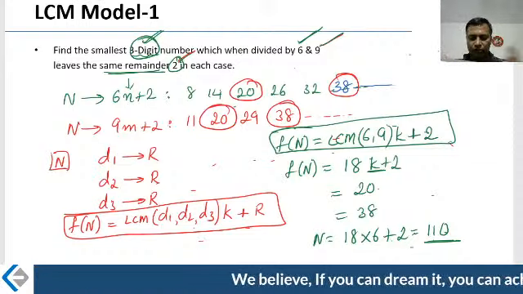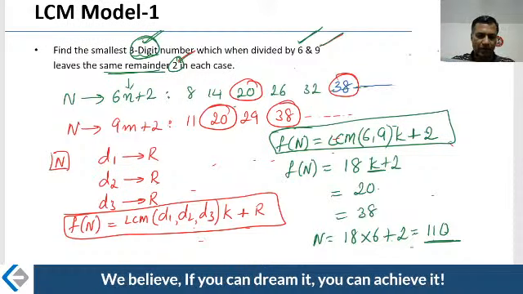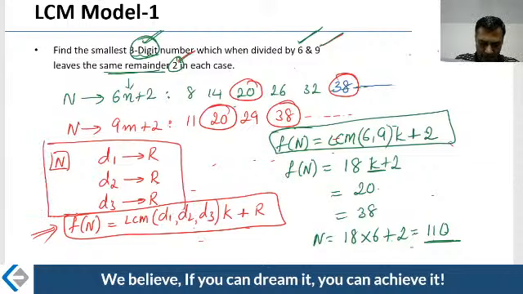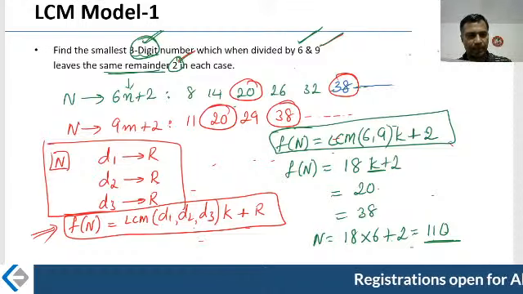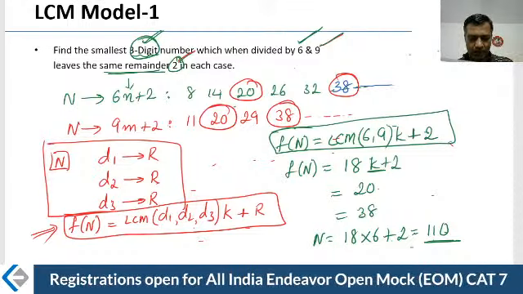Okay, all of you, I think you got the first model. My focus attention should be on this particular area. If author says that there is a number, when divided by a particular divisor, leaves R as the remainder, another divisor leaves R as the remainder, every time the remainder is R, this is the general form.